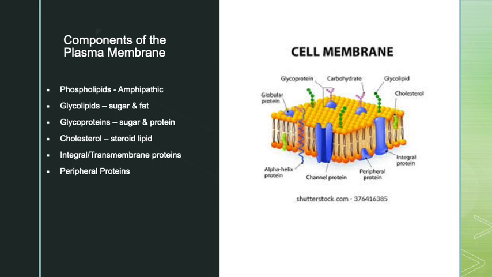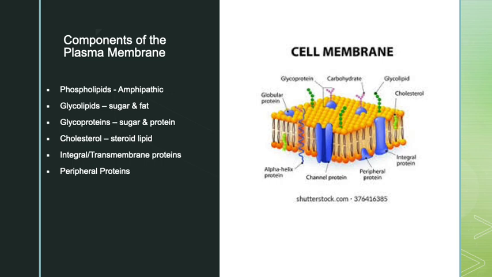Finally, we see multiple types of proteins here. We see integral or transmembrane proteins. Transmembrane proteins span or cross the cell membrane. You're going to see a piece of them sticking on the outside of the cell and a piece on the inside of the cell, and they're going to cross that entire phospholipid bilayer. You can see some examples in this picture of our alpha helix protein, a channel protein, and then they have the integral protein labeled for you. All three of those are integral or transmembrane proteins, meaning they go across or span the entire cell membrane.